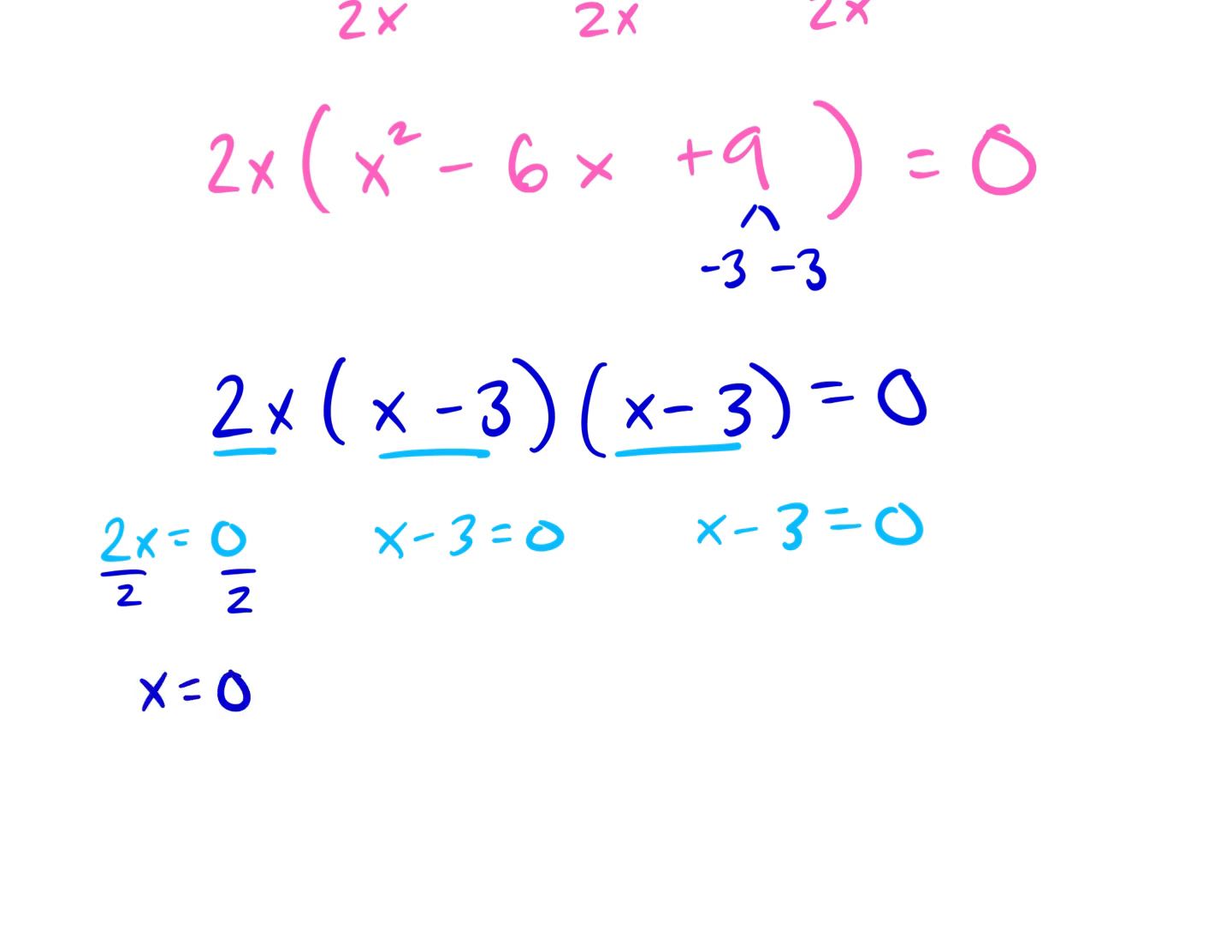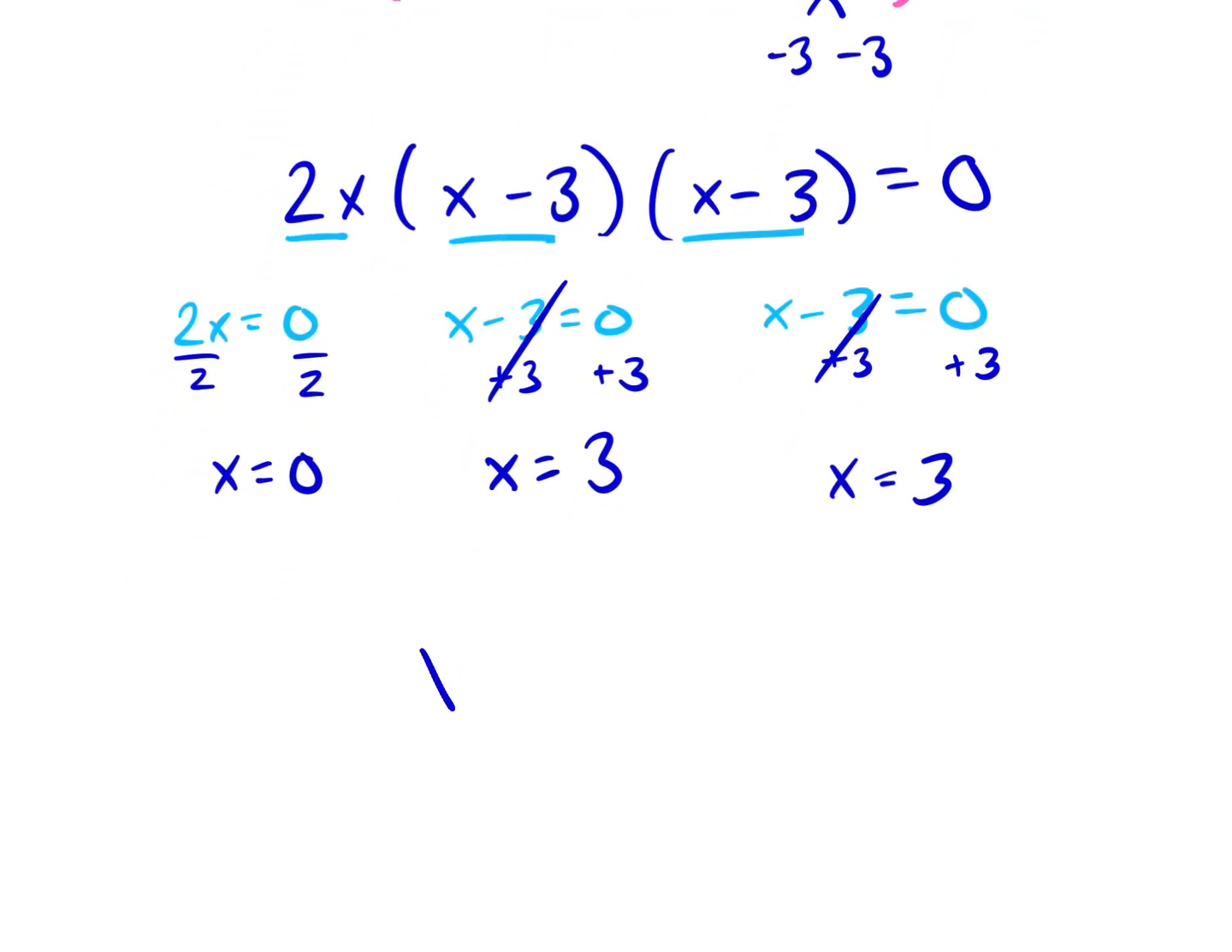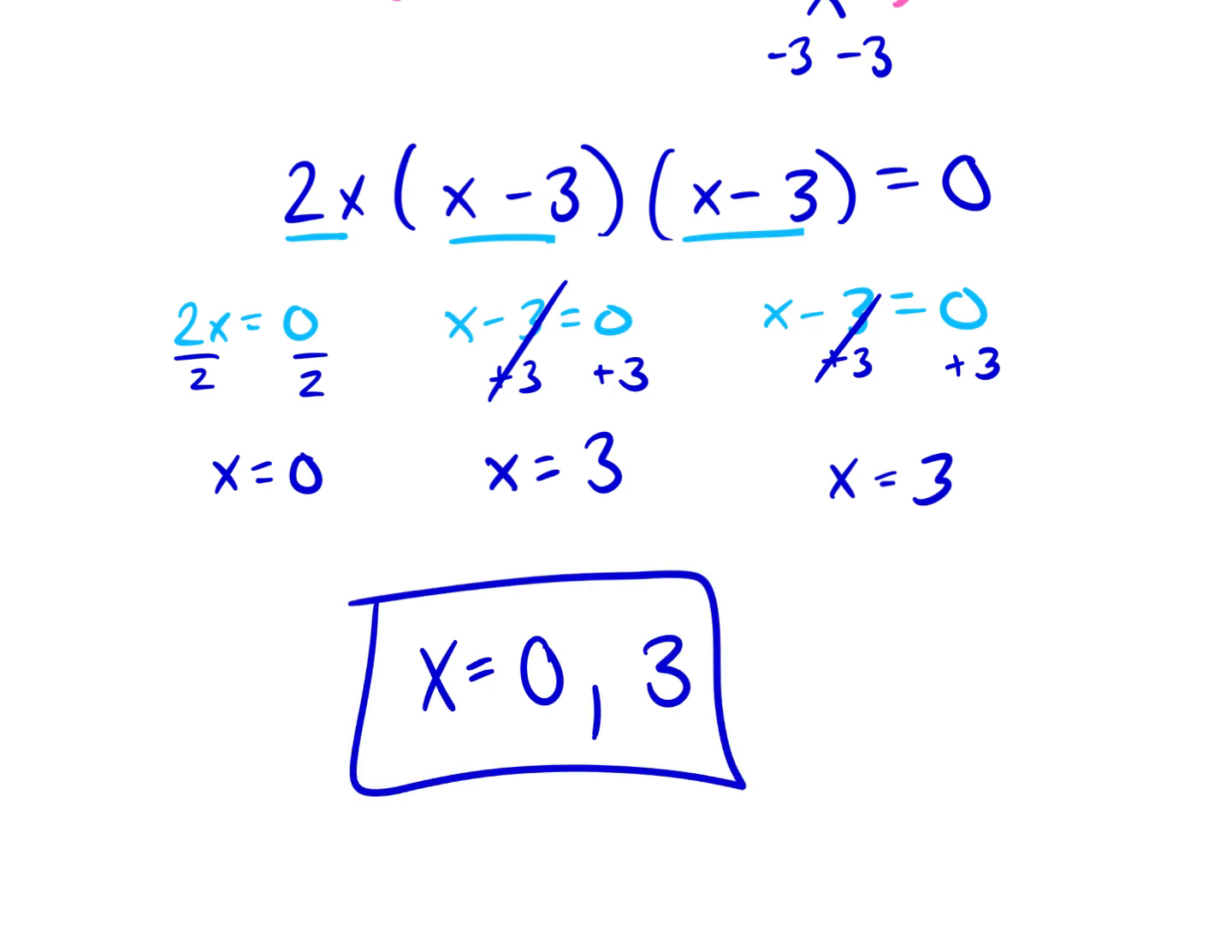What do I do for the next one? Add 3 to both sides. So x is equal to 3. And then for the third one, it's the same. Add 3 to both sides. So x is equal to 3. You only have to write it once if it repeats. So you could say x is equal to 0 and 3. If you write it twice, no problem. That's not a big deal. But these would be our answers.